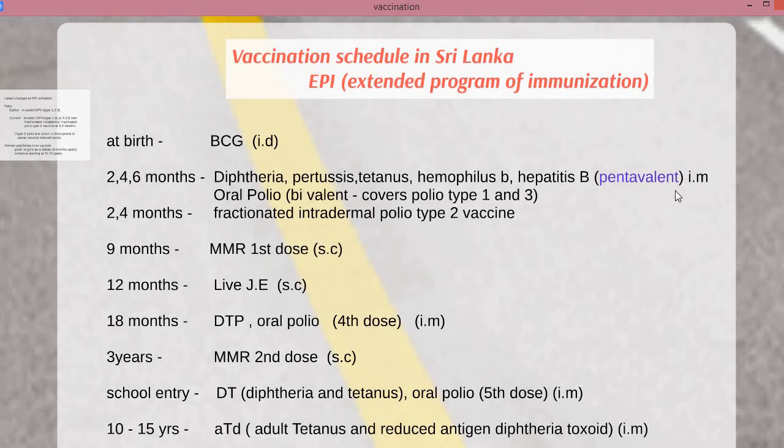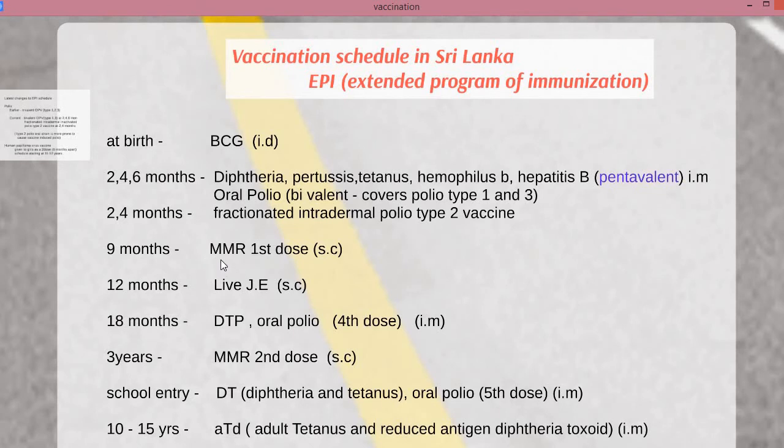With this pentavalent vaccine, we combine an oral polio vaccine as well at 2, 4, 6 months. And this oral polio is a bivalent oral polio vaccine. It covers polio type 1 and type 3. At 2 and 4 months, another intradermal vaccine is given. It's called the fractionated intradermal polio vaccine, and this covers type 2. So by giving a bivalent oral polio and an intradermal inactivated polio, we are covering against polio 1, 2 and 3.